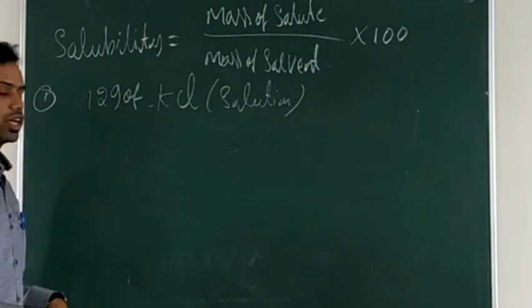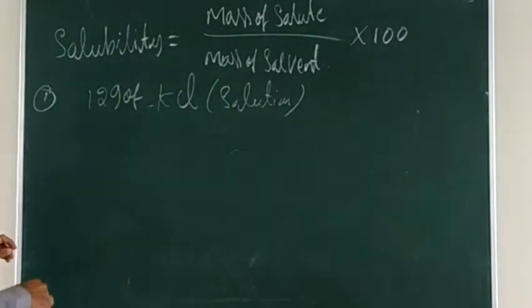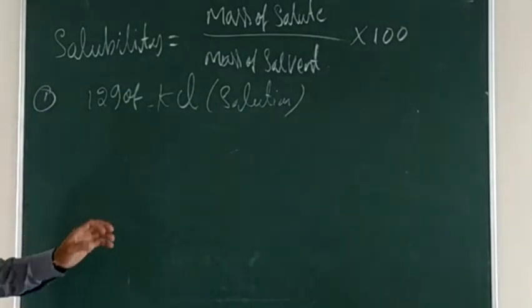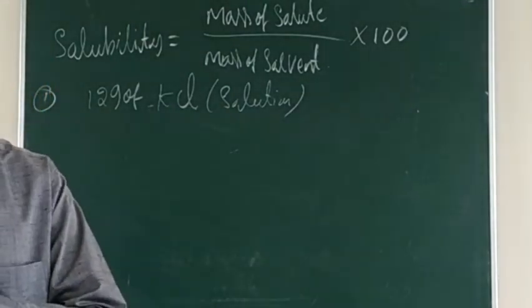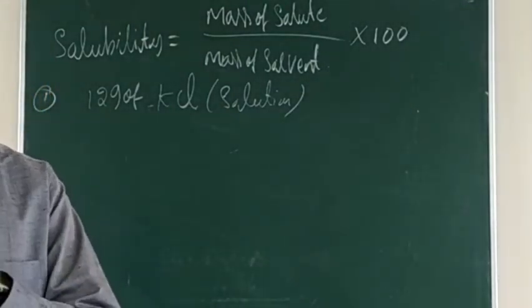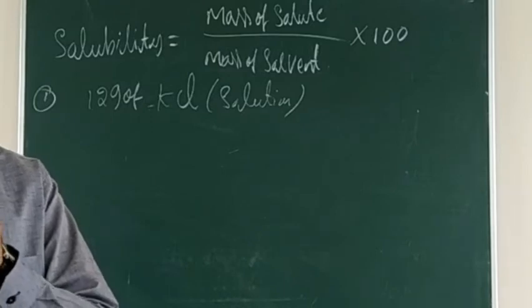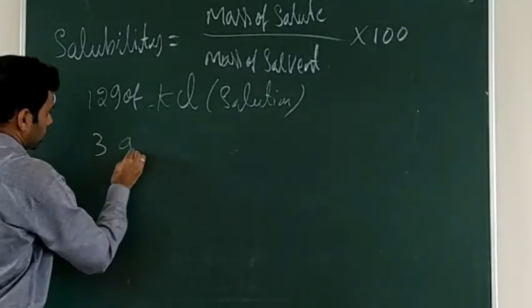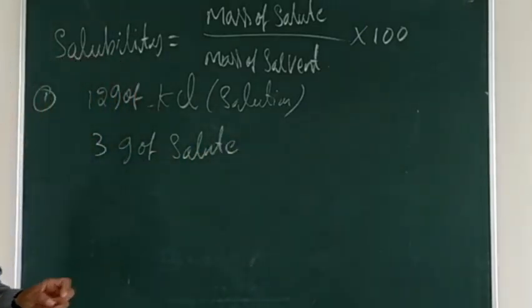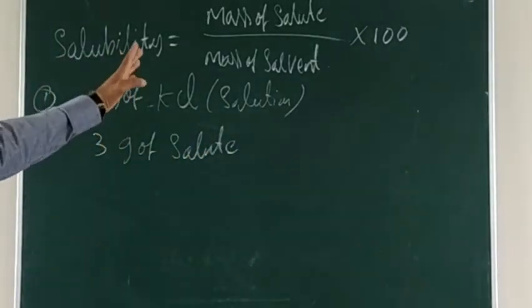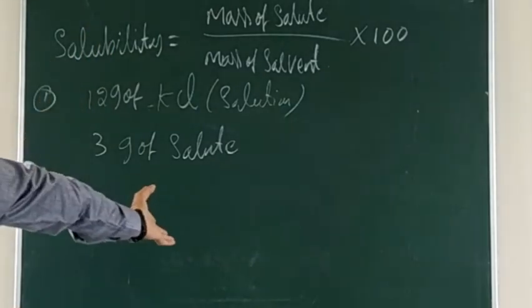12 gram of potassium chloride solution is there. One more data they gave: when it is evaporated to dryness, it will leave a residue of 3 gram. 3 gram of solute. Then can you find the solvent? So you have a solution, you have a solute, and you can find the solvent now.